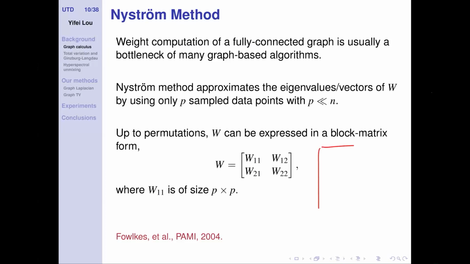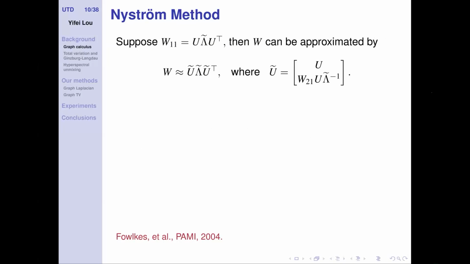So we have a block matrix. This is p, and this is n minus p. We only compute this portion of the data, p versus the rest, the similarity. And then we will use the Nystrom method to approximate this big square matrix. Okay. So this W is symmetric. So W11, W21 is equal to W12. So these two are the same. So we just need to approximate this question mark. Okay, and then the approximation is given by this form.